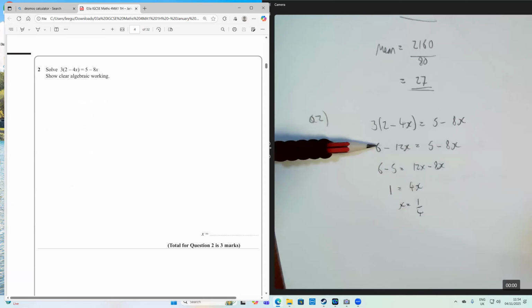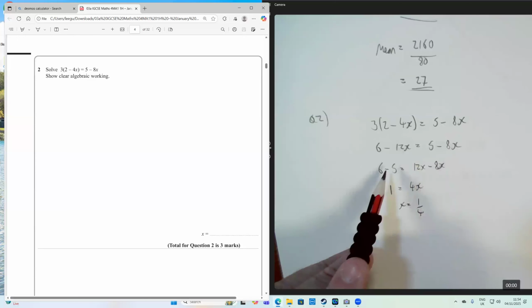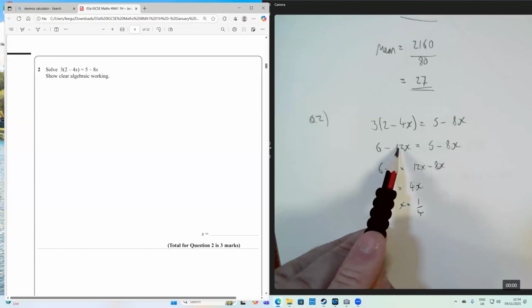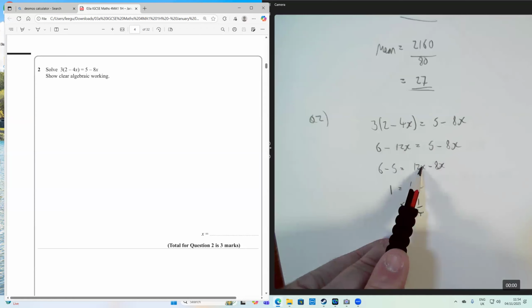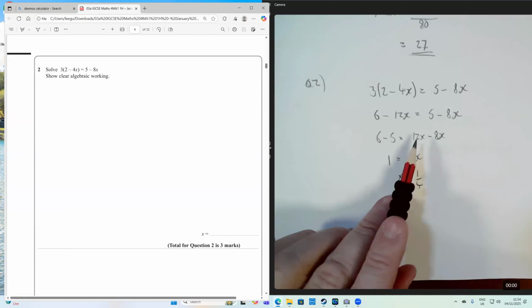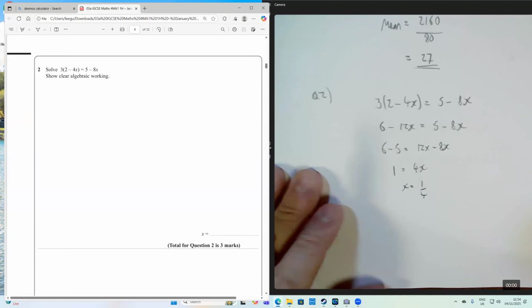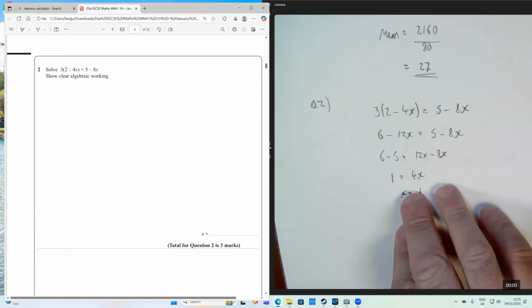Then the next thing is to get everything over one side. Now I've taken the 5 over to the left, so 6 minus 5, and I've added the 12x over to the right, so 12 minus 8. 5 minus 6 is 1, and 12 take away 8 is 4. You divide by 4, so x is equal to 1/4 there for question 2.